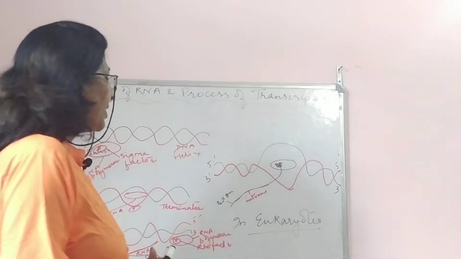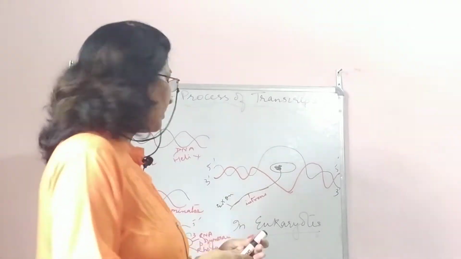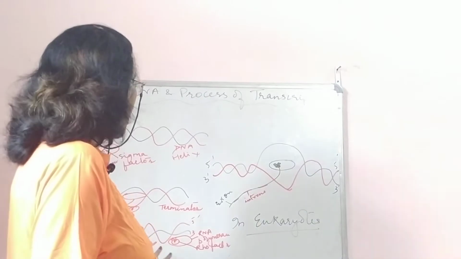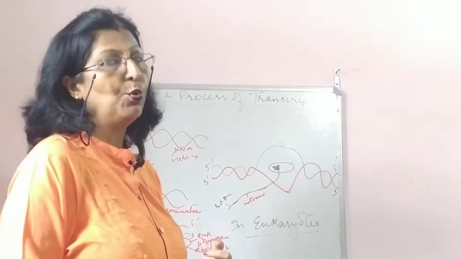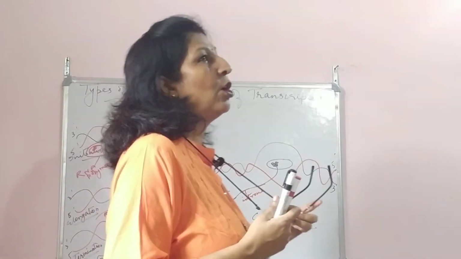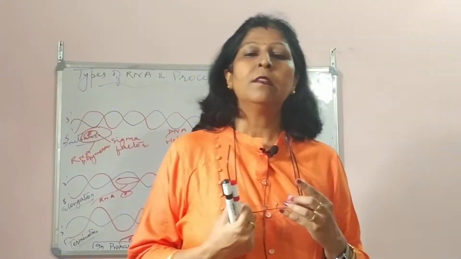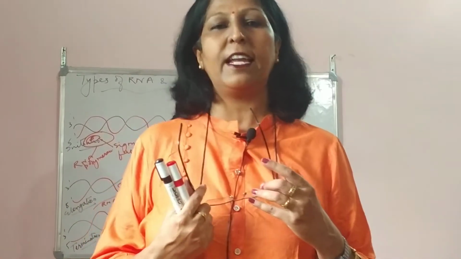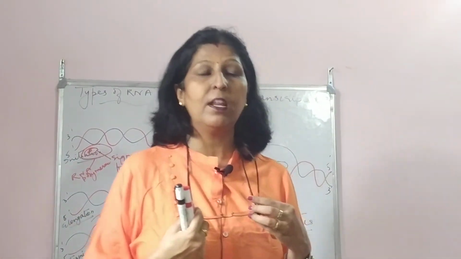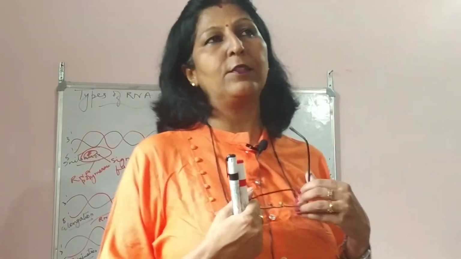Now children, over here there are two topics. One is transcription in prokaryotes, that is bacteria, and the other is transcription in eukaryotes, that is in our body. In transcription in prokaryotes, in bacteria, transcription and translation start taking place at the same place. Why? Because they do not have a true nucleus, isn't it? Everything has to take place in the cytoplasm.